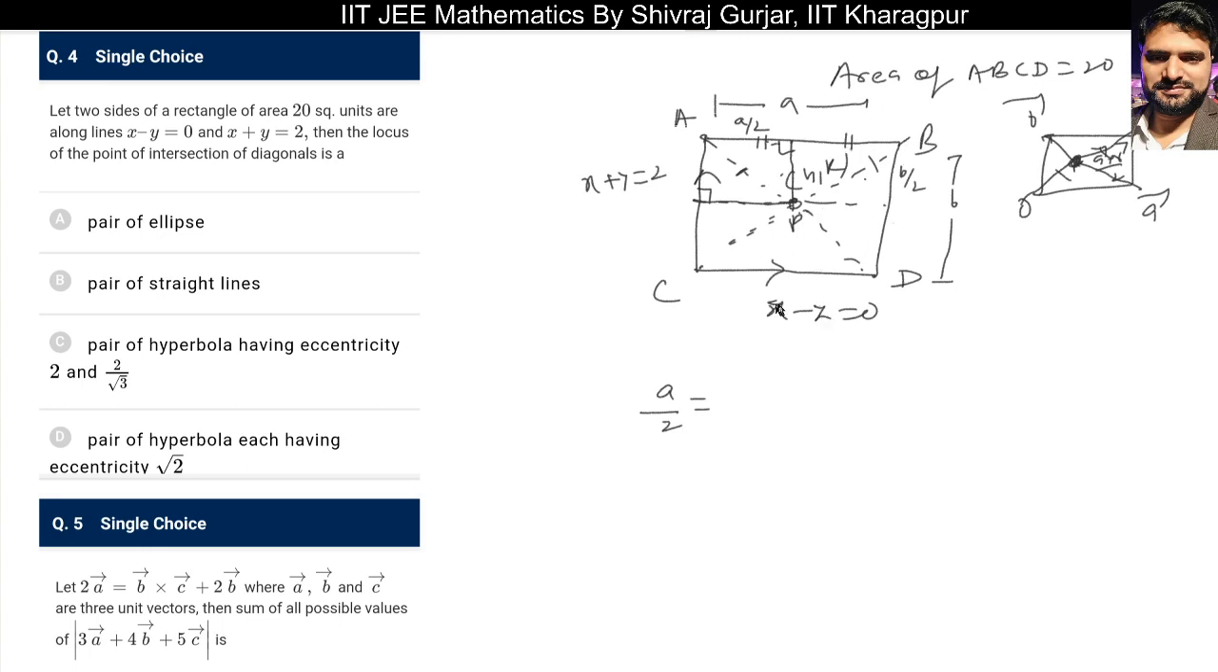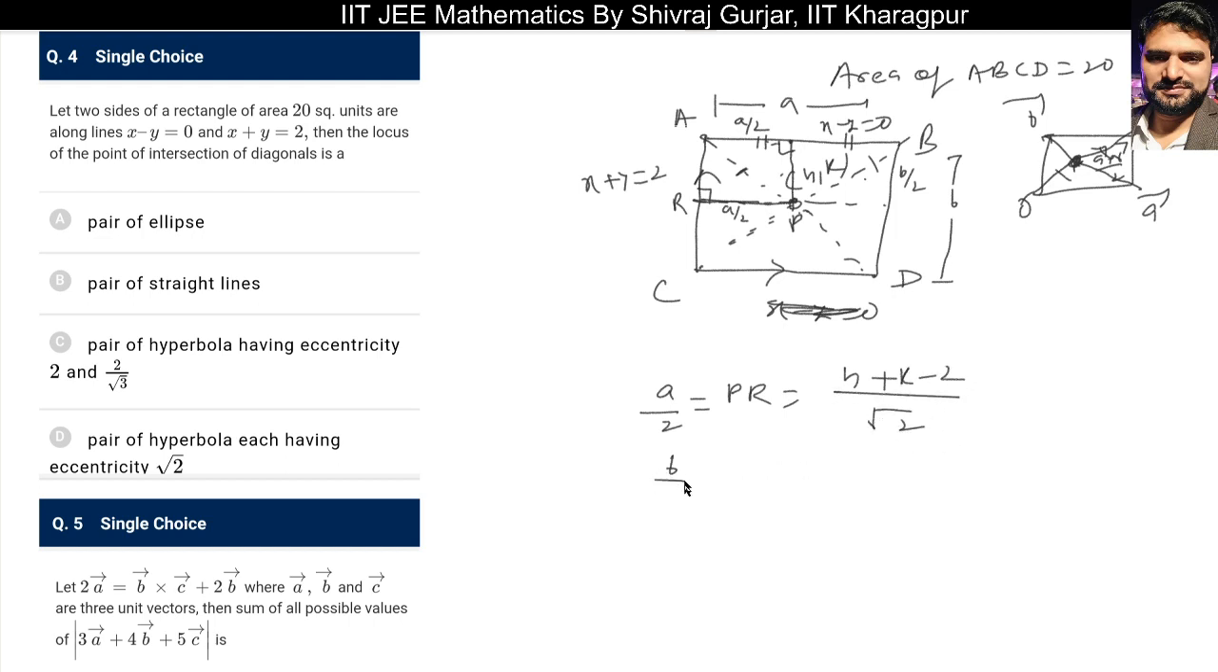Let us take this line as x minus y equals to 0. So this distance is B by 2 and this distance is A by 2. So A by 2 is nothing but, let us say this is some R, A by 2 is nothing but PR. PR is the perpendicular distance of point (h, k) from x plus y equals to 2. That can be written like this.